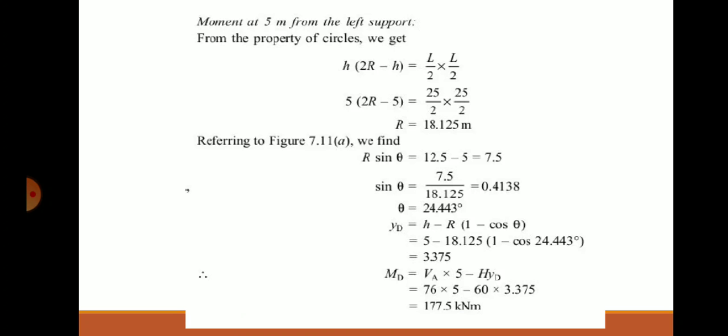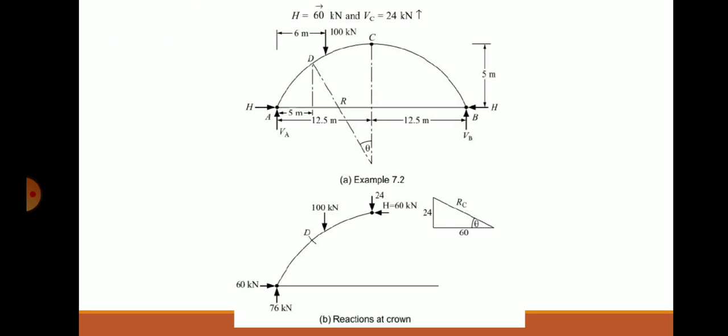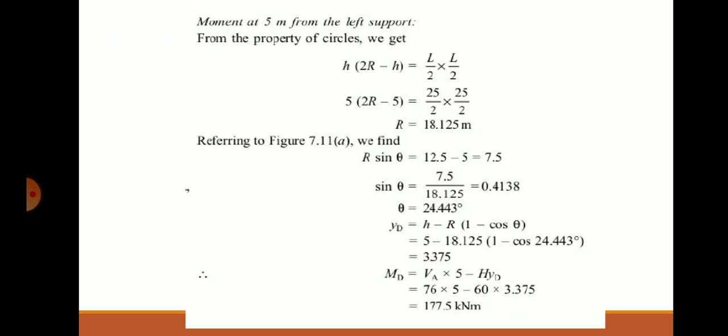Next is, what is the Y_D distance? Y_D is the vertical distance of D. The horizontal X distance is 5 meter, and the vertical Y distance we have to find out. In the previous session we resolved the components, and Y_D is equal to H minus R into (1 minus cos theta). So, you know H, you know R, you know theta, substitute and find out what Y_D is.